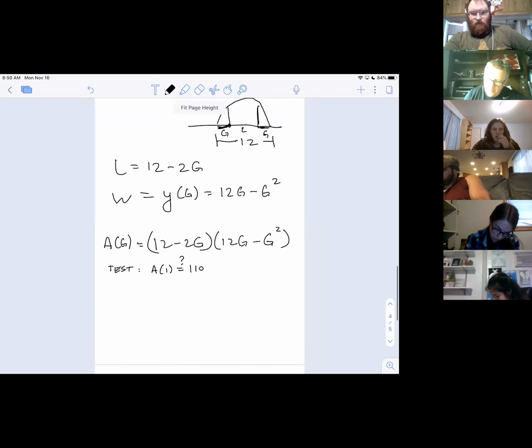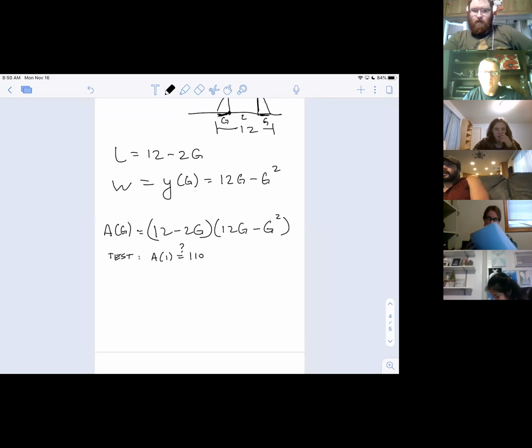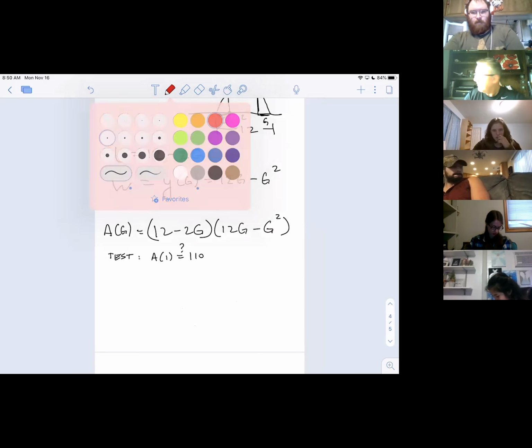But of course, what I want to do now is take the derivative and set it equal to 0. Again, are you going to say, well, that's only 2 expressions, I think I'll just do product rule? Or are you going to say, nah, I think I'll multiply it out? I think I'm going to multiply it out.